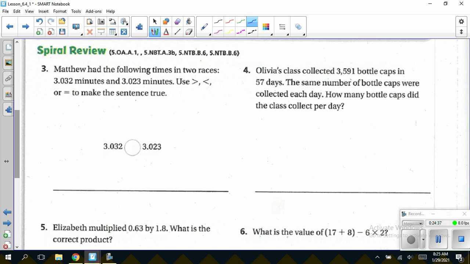Number 4, Olivia's class collected 3,591 bottle caps in 57 days. The same number of bottle caps were collected each day. How many bottle caps did the class collect per day? Because we need to find out per day, and we know the total number of bottle caps was collected, and we know that it was for 57 days. This is a division problem. You will not get a remainder, so if you get one, please make sure you resolve.